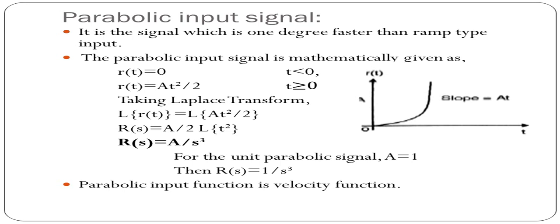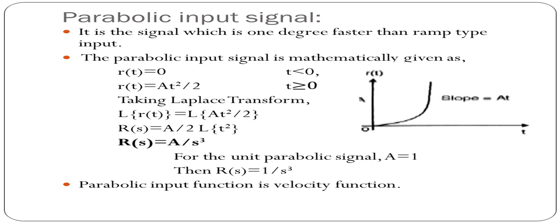Next is parabolic input signal. It is the signal which is 1 degree faster than the ramp input. So it is faster than the ramp type of input signal we have seen previously, and it is 1 degree faster than that. So it becomes as shown in the diagram.